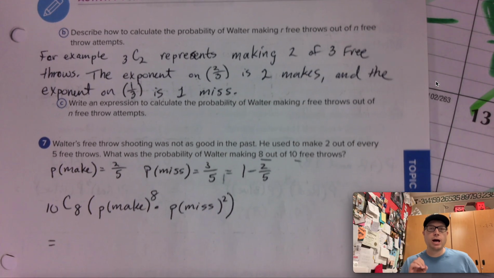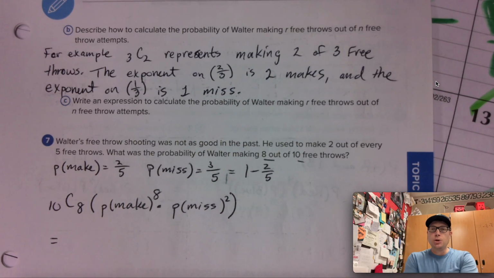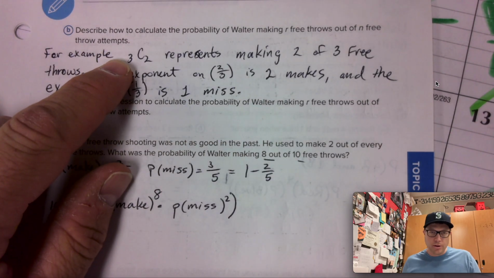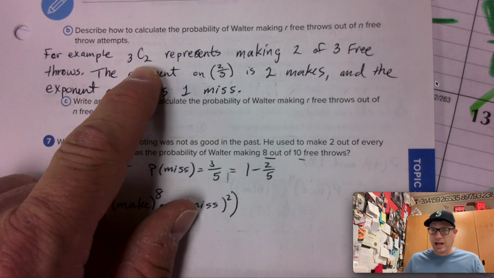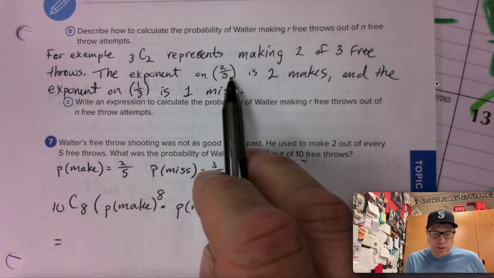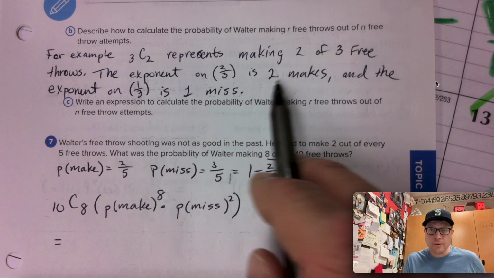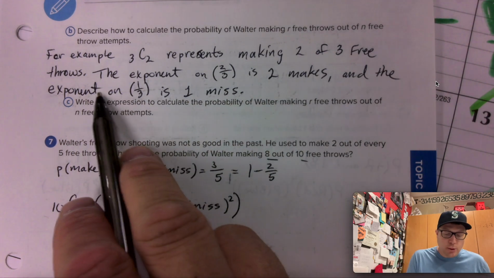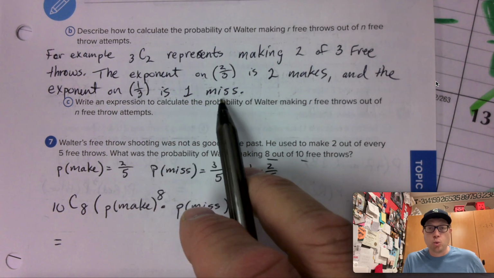We're going to describe how to calculate the probability of Walter making R free throws out of N free throw attempts. So for example, if he's going to shoot 3 free throws and we want to know the likelihood of him making 2 of them, then the exponent on the 2/3 is 2 for the 2 makes, and the exponent on the 1/3 is 1 for the 1 miss.